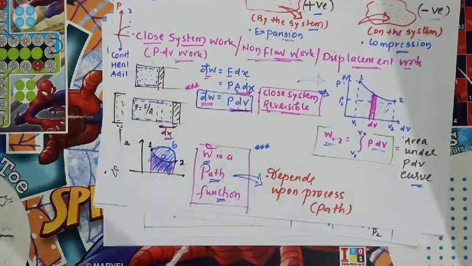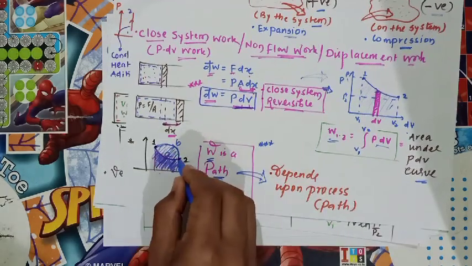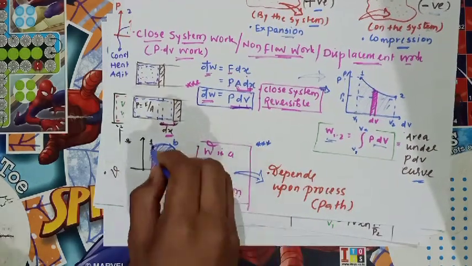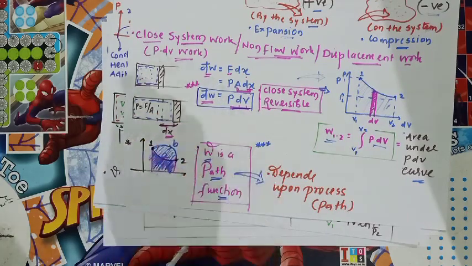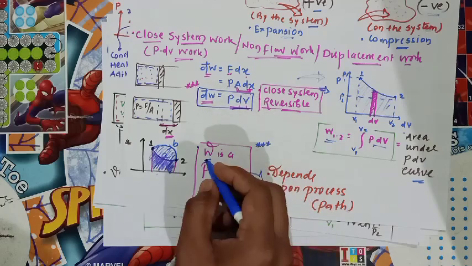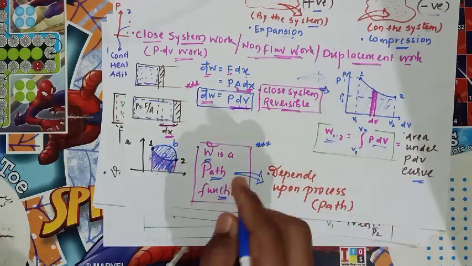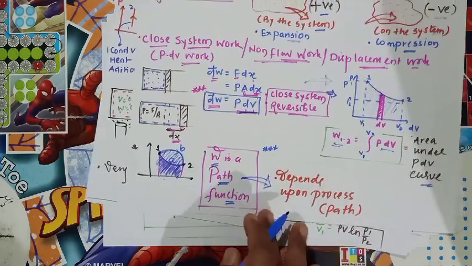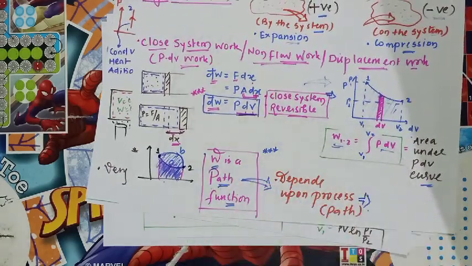So that is why work transfer is a path function. We have seen that each and every property is a point function. There we have seen that properties are point functions, which depend upon the state only, the point only, and don't depend upon the path. But work transfer is a path function, which depends upon the process or path. That is why it is known as a path function.